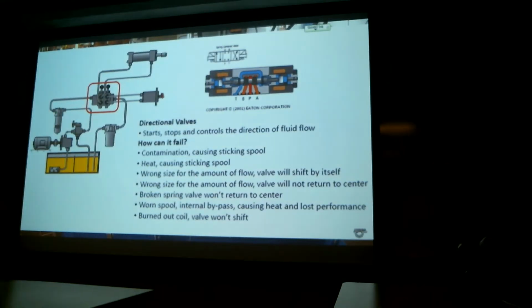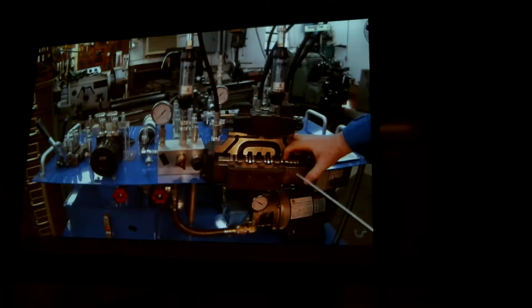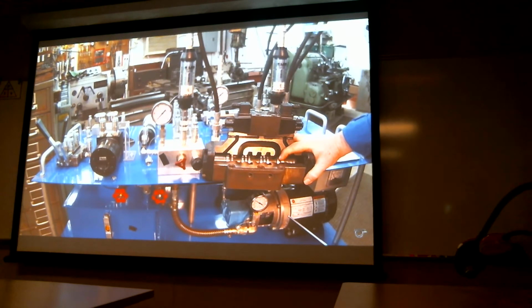One of the neat things, how these things fail, is the actual definition of a directional valve: it starts, stops, and controls the direction of flow in your hydraulic system. So one of the biggest things talking about failure modes of these is your oxidized oil I talked about earlier, getting in these orifices right here and keeping this spool from being lubricated, and it gets stuck. And people start trying to beat on them and all kinds of things, and it will not move unless you clean it and get it back the way it's supposed to be and change your oil.